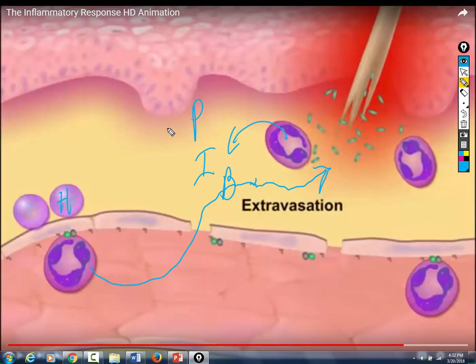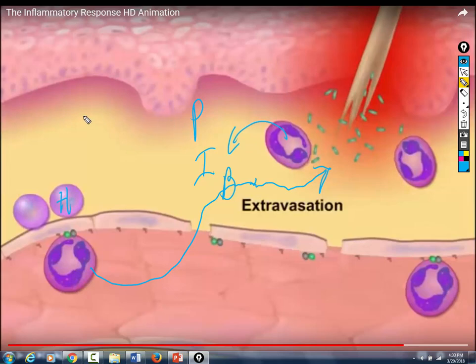Prostaglandins also do a couple of things. Prostaglandins will increase the inflammatory response. It will cause marked arterial vasodilation, and it will also increase the capillary leakiness, right? That will cause even more fluid and more white blood cells to go to that area. Do you follow this?